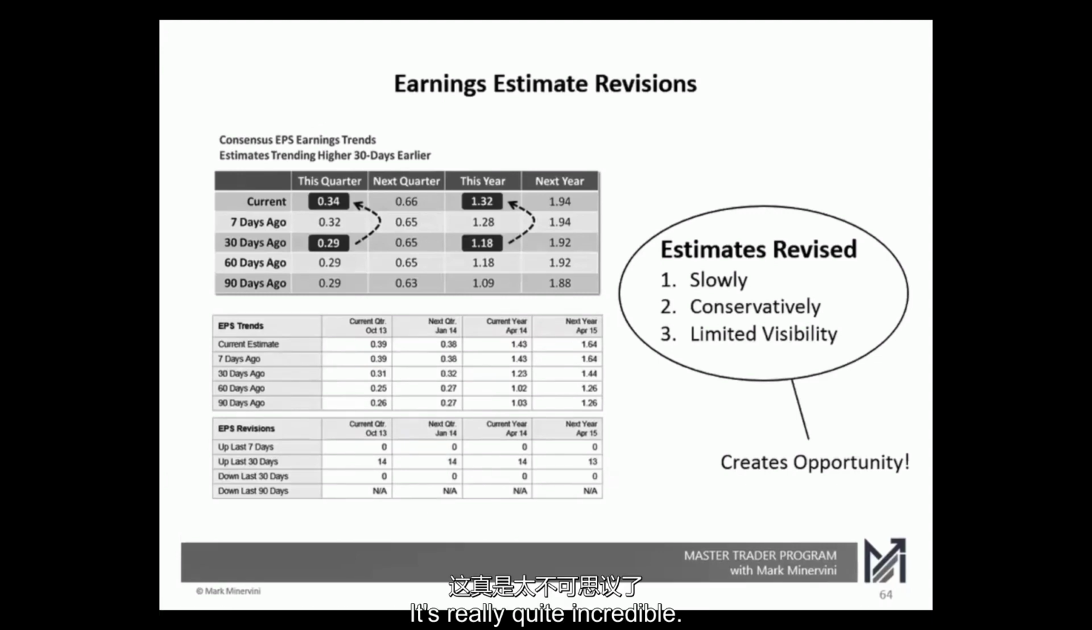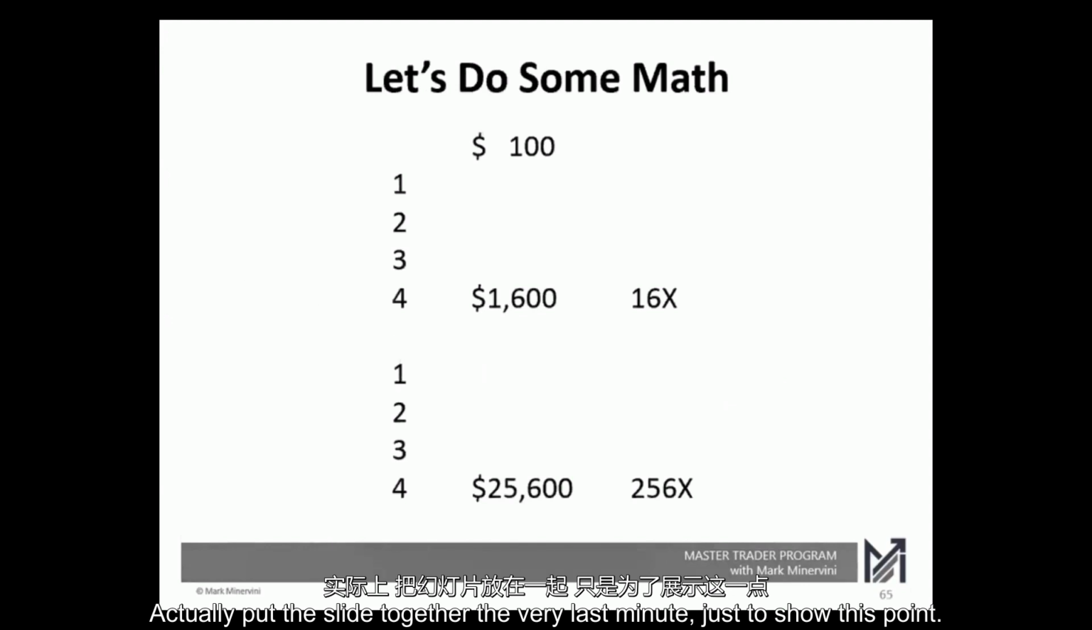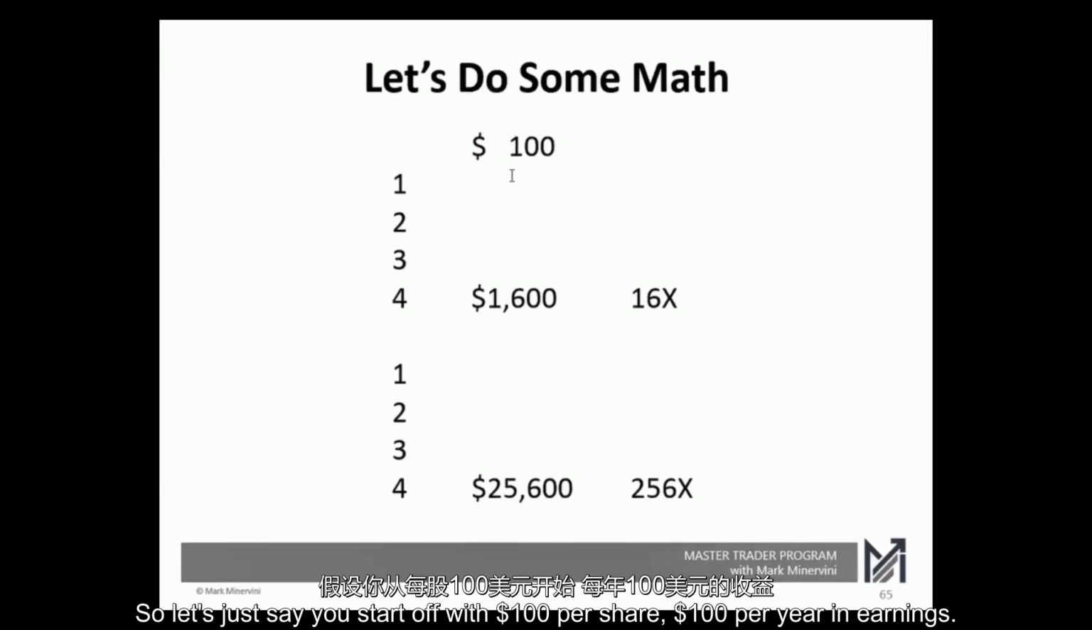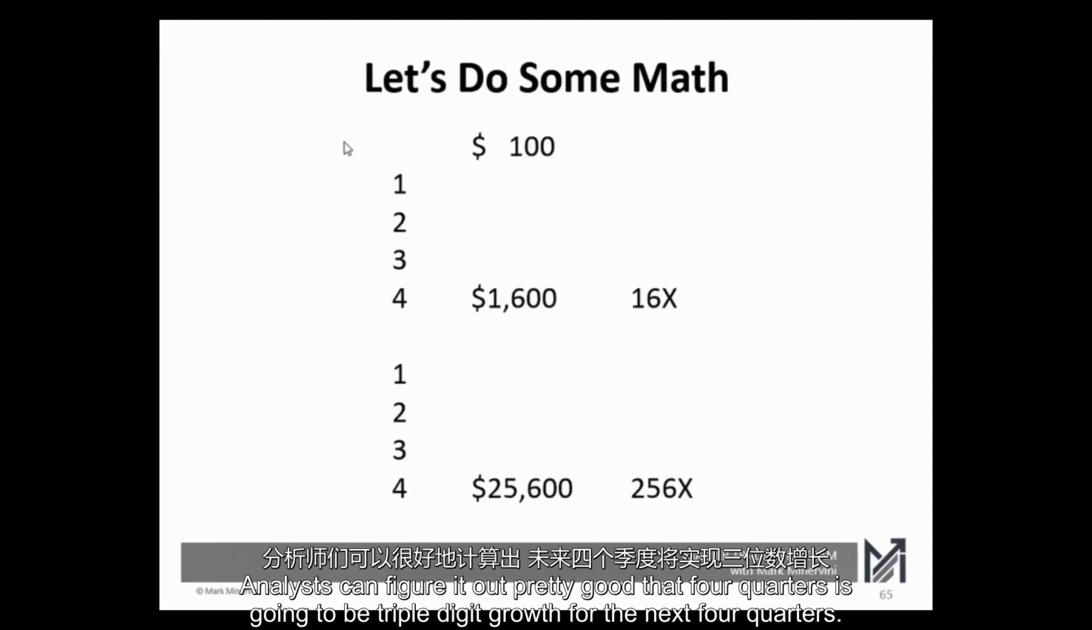It's really quite incredible. I want to show you. Let's do some math here real quick. I actually put this slide together at the very last minute just to show this point. So let's just say you start off with $100 per share in earnings. And analysts can figure it out pretty good that the next 4 quarters is going to be triple-digit growth.